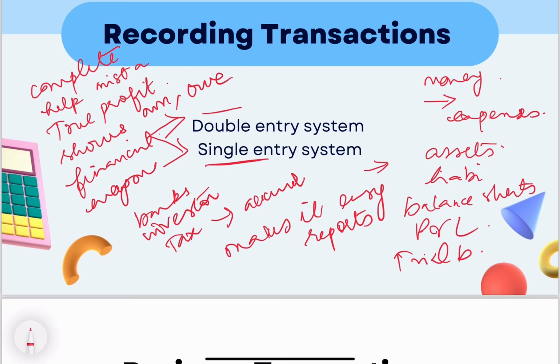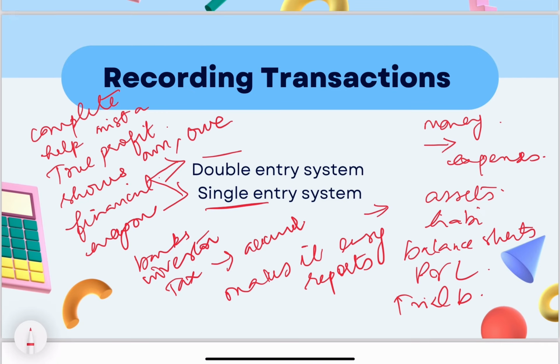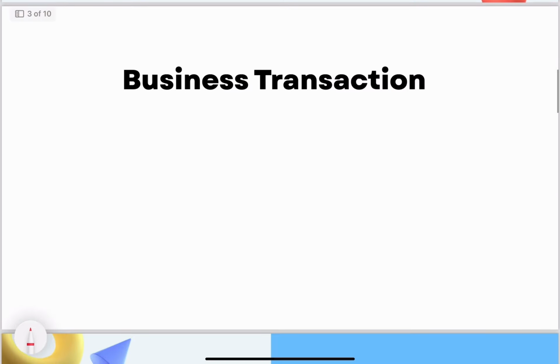Okay, so I hope you get a clear picture of what a double entry system and a single entry system are, and what the benefits of the double entry system are. Now let's move on to business transactions. First, what is a business transaction? It involves two or more parties and is recorded in at least two accounts.